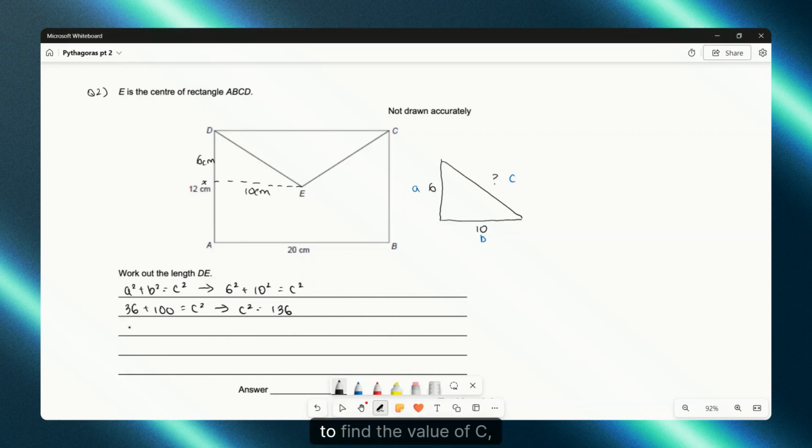Now again, to find the value of c, you're going to have to square root 136. And you either can leave it as that, or if you have a calculator, you can plug it in, find that it's 2 root 34. Now, it doesn't ask to leave it as a decimal or anything like that, so I do recommend leaving it as is. So therefore, we can say length DE is equal to 2 root 34 centimeters.